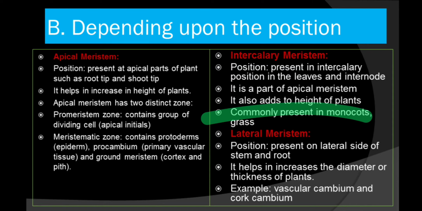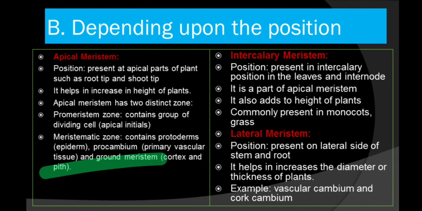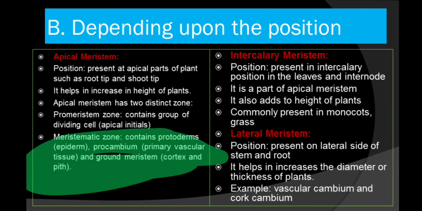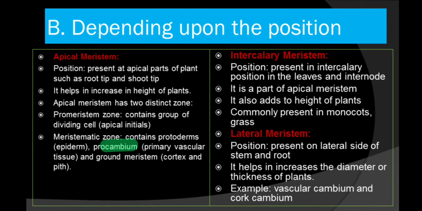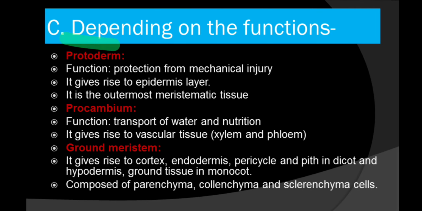Okay, now apical meristem contains two zones: promeristem, which is present on the tip, and the meristematic zone. Here it contains protoderm, procambium and ground meristem. This we will learn on the basis of function. So on the basis of function, we have protoderm, procambium and ground meristem. Now what they form, that we will learn. Let's see here. Protoderm gives rise to the epidermal layer. It is the outermost meristematic tissue.